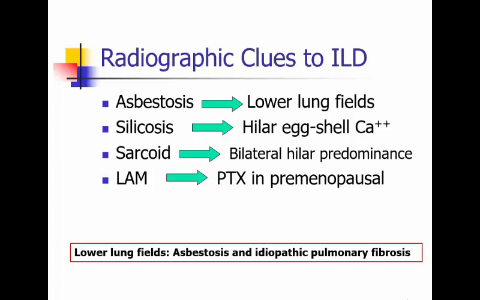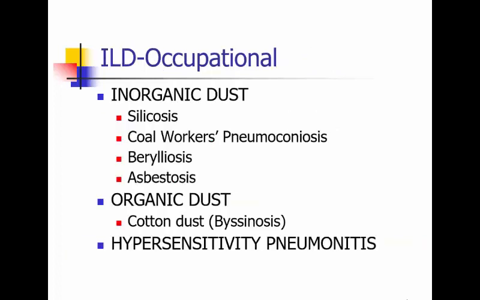Silicosis, hilar eggshell calcification. Sarcoidosis, bilateral hilar predominance of the enlarged lymph nodes. Lymphangioleiomyomatosis, pneumothorax. You guys remember when we talked about spontaneous pneumothorax? So that's spontaneous pneumothorax in a premenopausal woman. That's a hint for the radiologic appearance on interstitial lung disease.